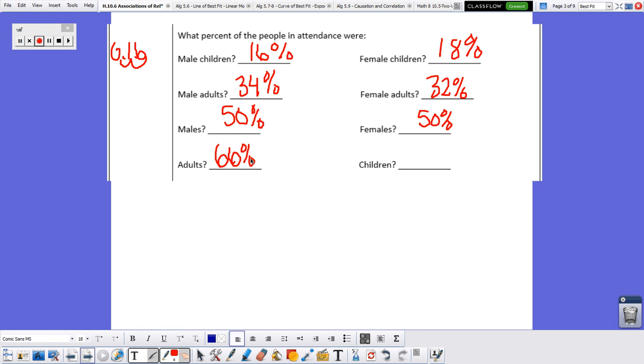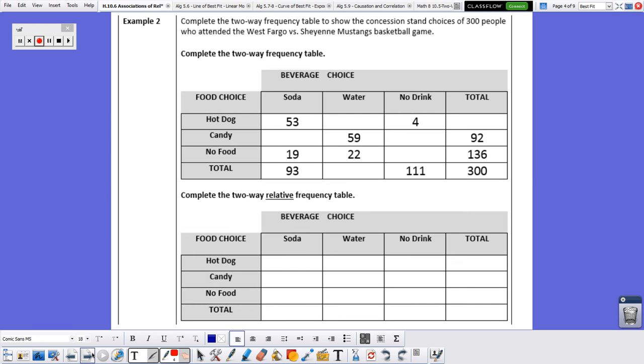How many were children? We're going to do the same thing, 0.34, that's 34%. So now we can use this data just to learn a bit more about who was at the concert and maybe who's in the crowd. Okay, let's go ahead and move on to our next example.